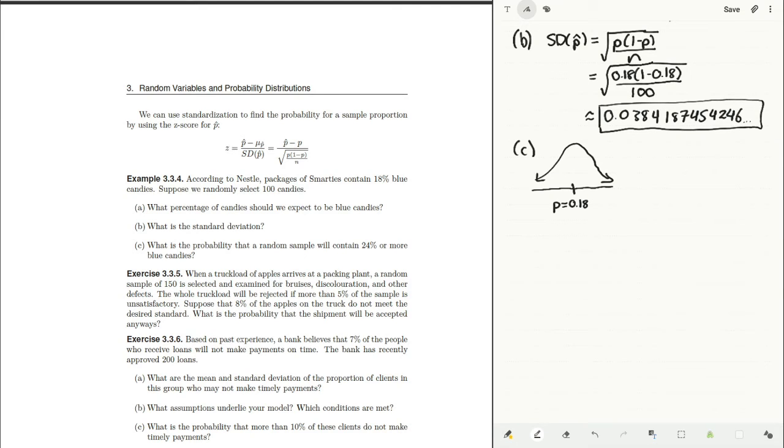And we want the probability that a random sample will contain 24% or more blue candies. So 24% as a decimal is 0.24. So that is our sample proportion. And to find the probability that our sample contains 24% or more blue candies, we will want to determine the area to the right of 0.24.